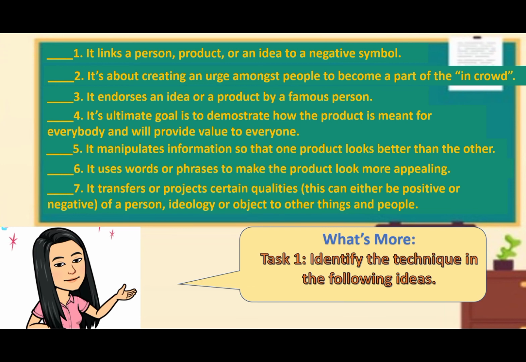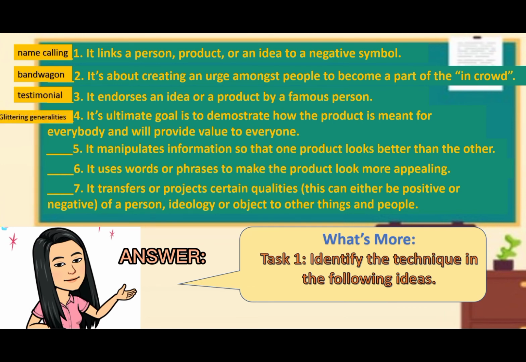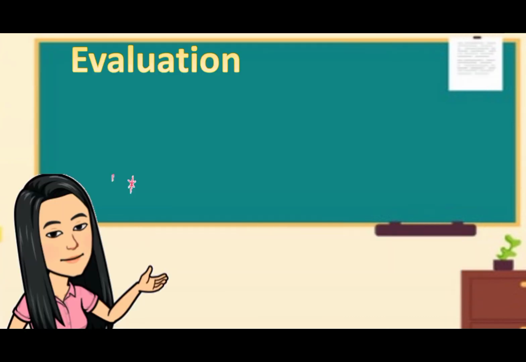So here are the answers. For number 1, name calling. 2, bandwagon. 3, testimonial. 4, glittering generalities. 5, card stacking. 6, glittering generalities. And 7, transfer. Are you ready for Test B? Here we go.